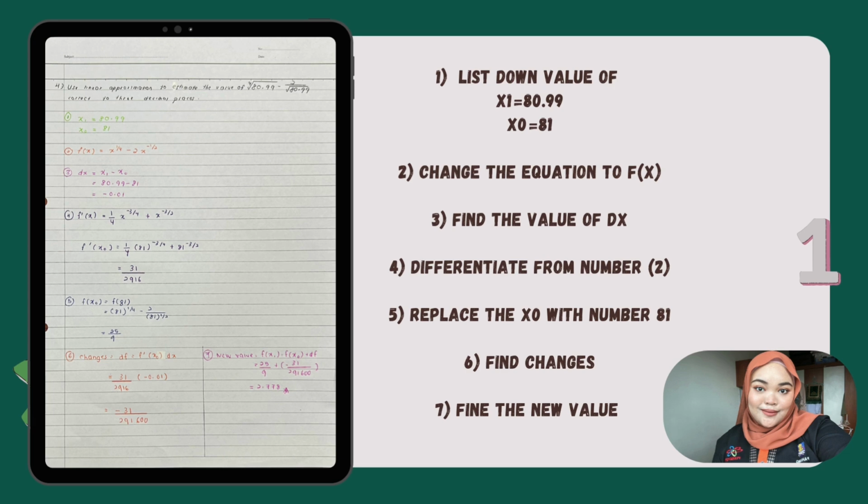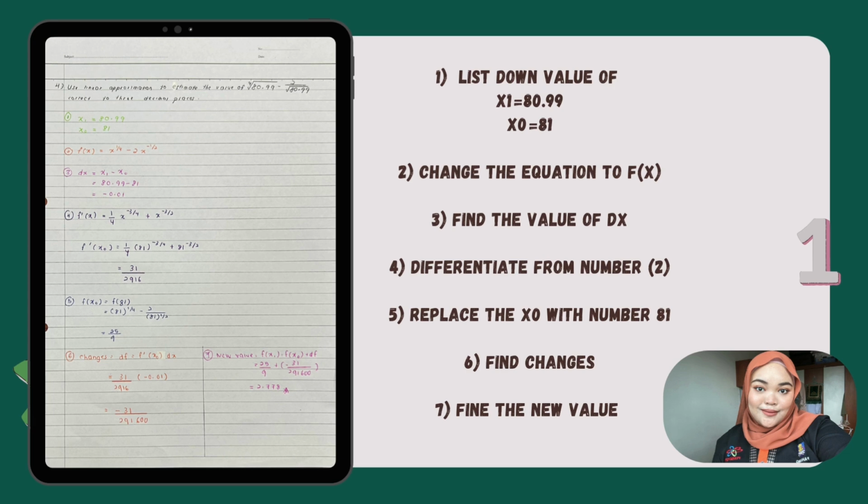In the sixth step, you need to find the change. So the equation to find the change is df equals f prime x0 dx. So you just replace from the formula, which is 31 over 2916, then replace the dx amount, which is negative 0.01. So you will get the answer negative 31 over 291,600.